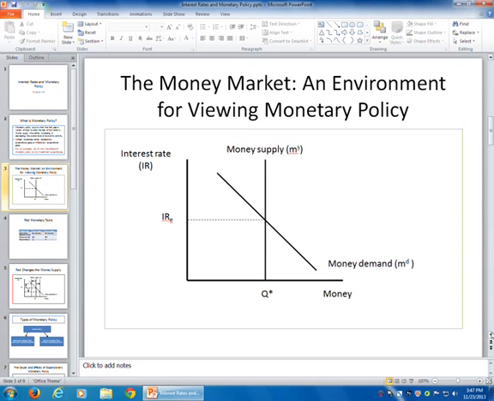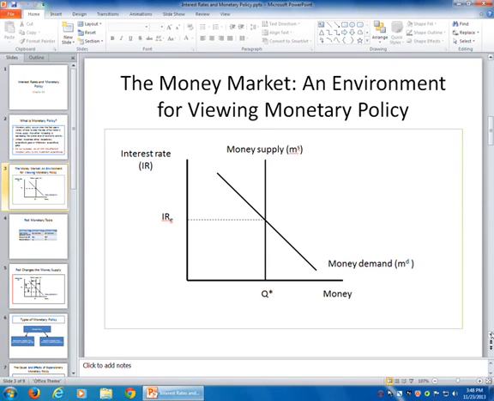Now, to get a visual sense of how monetary policy works, we need an environment by which we can gauge how monetary policy is launched throughout the economy. And the perfect environment for observing monetary policy will be the money market or financial markets. You can think of the money market as a market where the commodity money is both bought and sold. To conceptualize further, you buy money, for example, when you get a loan, and you buy money at an indicated interest rate.